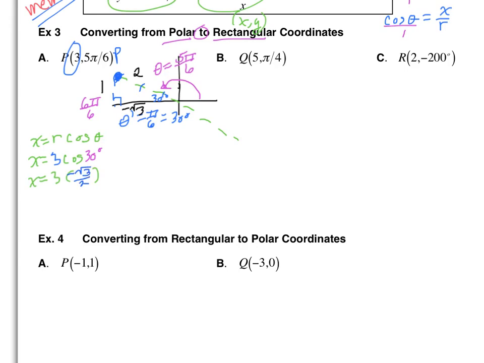Negative radical 3 over 2. And then when I multiply the 3 through, nothing cancels out. So I get negative 3 radical 3 over 2. And this should not be surprising, because what value do I expect x to be in quadrant 2? Negative. And it turned out negative, which is fabulous.